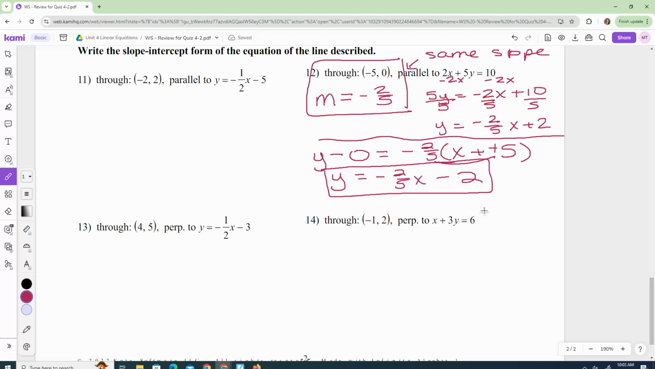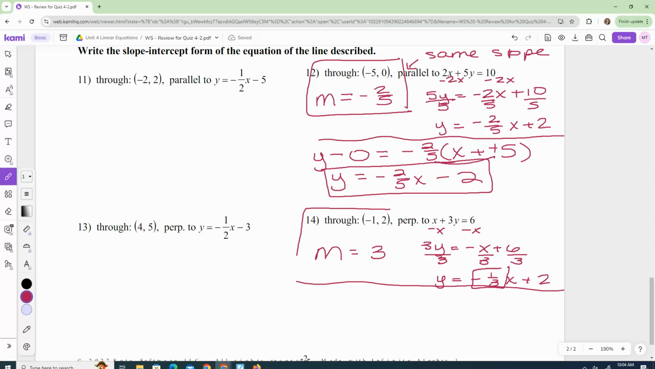Perpendicular means opposite reciprocals. So I first have to find my slope. Subtract my x. So 3y equals -x plus 6. Divide by 3. So y is -1/3 x plus 2. So the slope of this line is -1/3. If I want to be perpendicular, we flip it, so 3/1 is 3. Change the sign so it's a positive.